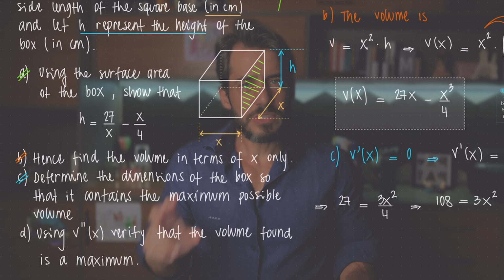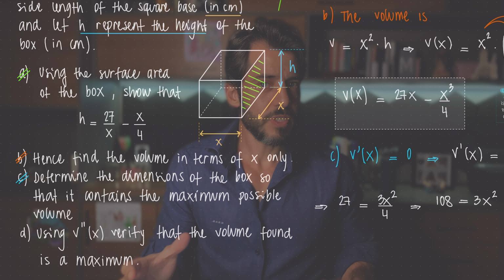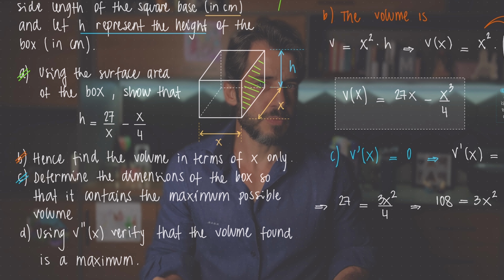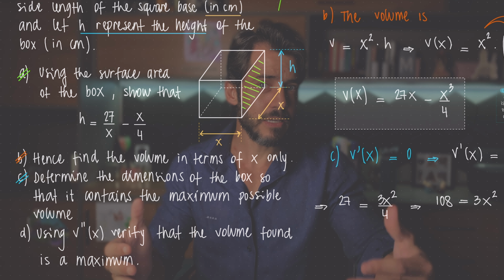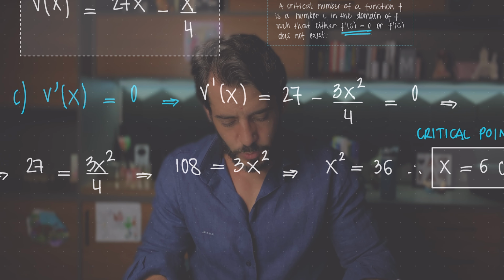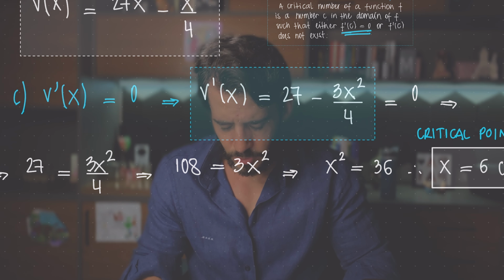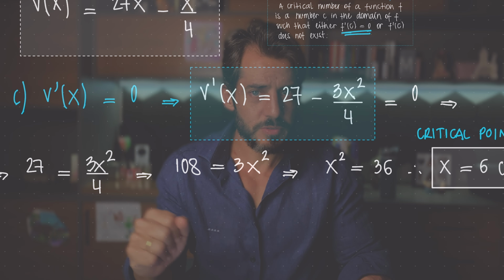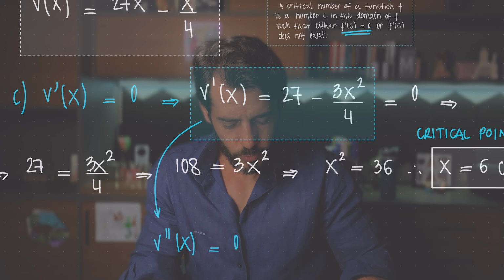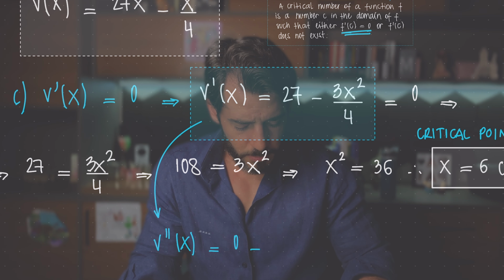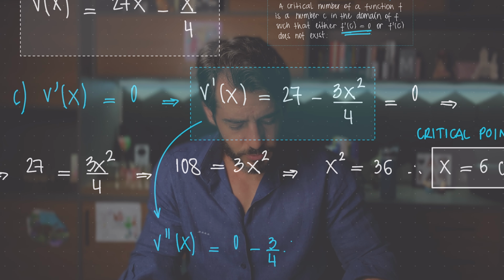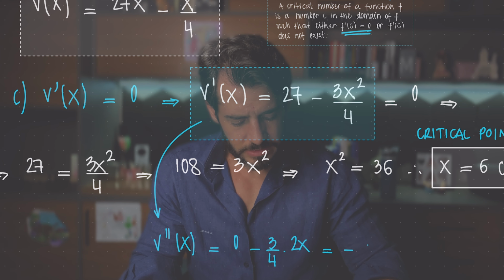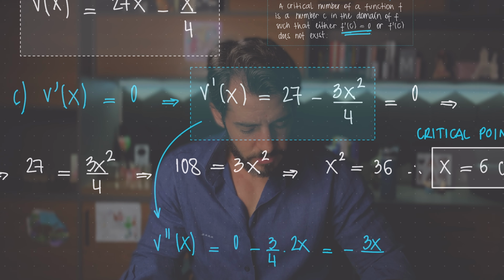All right, so right now we're going to use the second derivative of V in order to prove that we actually got a max. And it makes a lot of sense to use the second derivative in this question because, well, differentiating V again is quite easy. If V prime is 27 minus 3x squared over 4, that means that V prime prime, meaning the second derivative of V, is equal to 0, which is the derivative of 27, minus 3 over 4 times the derivative of x squared, which is 2x. Therefore, V prime prime of x is negative 3x over 2.